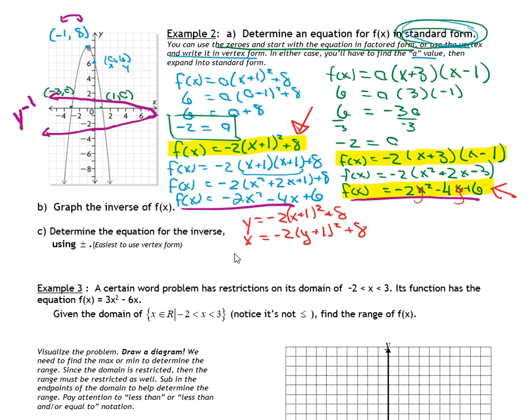That would be really hard. So I'm going to subtract the 8 first. Remember, when we isolate, it's the opposite of BEDMAS. If I write BEDMAS backwards, SAMDEB, I have to do subtraction and addition first. That means I'm going to subtract 8 first from both sides. So I'm going to get x minus 8 here equals negative 2 y plus 1 squared.